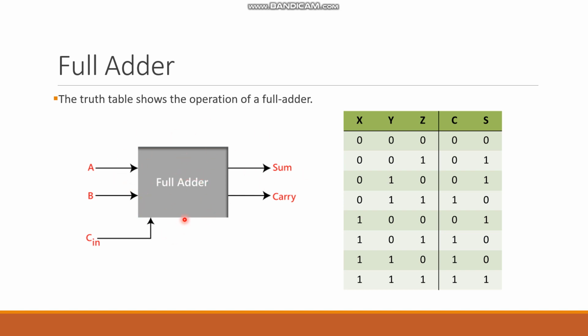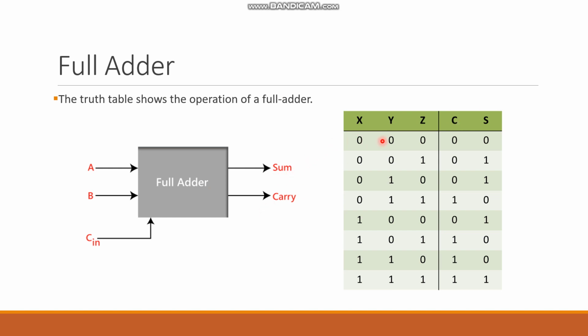The external design or block diagram is going to be the same. A and B are going to be the two inputs, and the Cn is going to be the other input, which is going to be a bit. As with the half adder, we've got the summation and the carry as well. This is going to be the truth table. X is referring to A, Y is referring to B, Z is referring to the Cn, S referring to the sum, C referring to the carry.